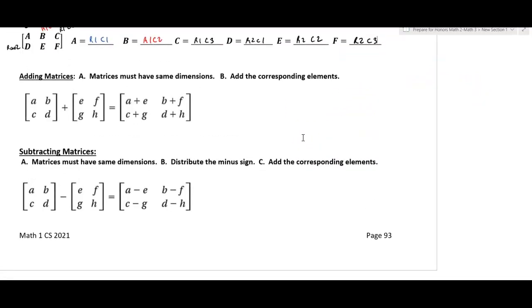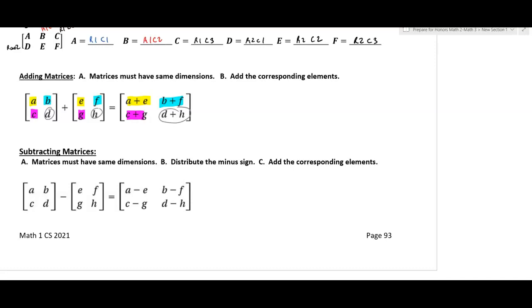Adding matrices. Basically, when we add matrices, all we're doing is adding the corresponding elements. And as you can see, B plus F will give you that one. C plus G would go here. D plus H would go here. So you're just adding the corresponding elements and putting them in the corresponding parts they're already in.